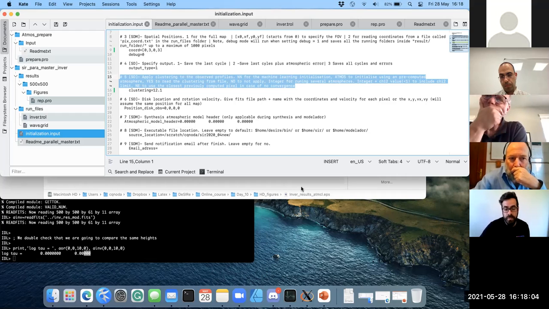So in that sense, you just need to feed the code with the atmospheres and give the positions where this atmosphere is going to be run. Then you just have 1 atmosphere per pixel. And then it's up to you the type of clustering that you do.